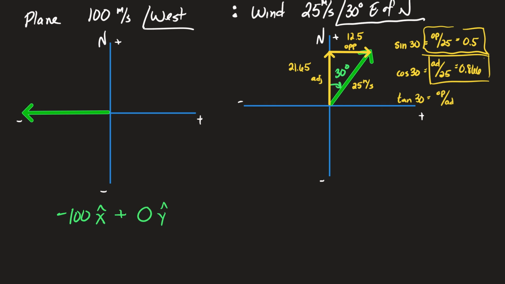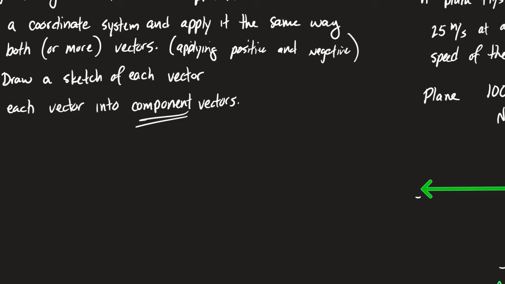Looks like I can go ahead and write in the vector sentence for my wind speed. It looks like it's going to be 12.5 in the x direction, because it's pointing to the right, plus 21.65 in the y direction. All good? All right. Next step.